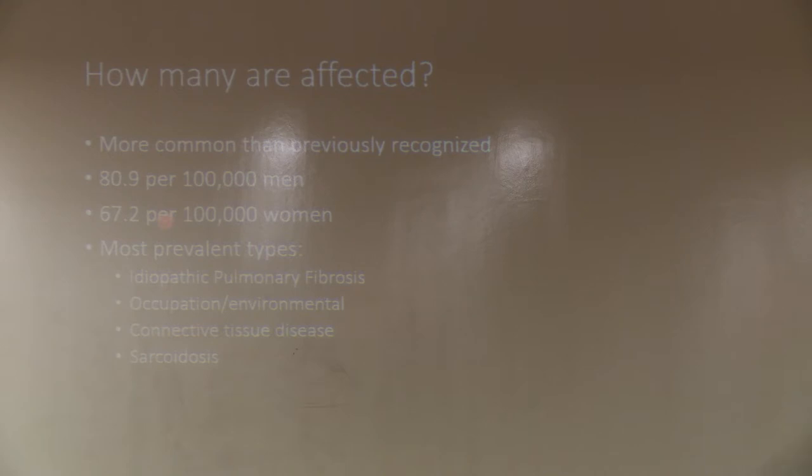So there are 200 types of interstitial lung disease, but the most prevalent types you'll probably hear often are idiopathic pulmonary fibrosis, and occupational or environmental lung disease. There's a whole list of disorders that fall under this. Connective tissue disease associated or autoimmune disease associated. So people with lupus, scleroderma, Sjogren's syndrome, polymyositis, the autoimmune disease can also affect their lungs. And then sarcoidosis as well can cause interstitial lung disease.